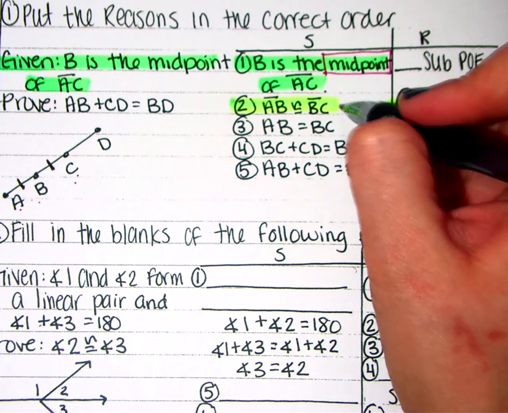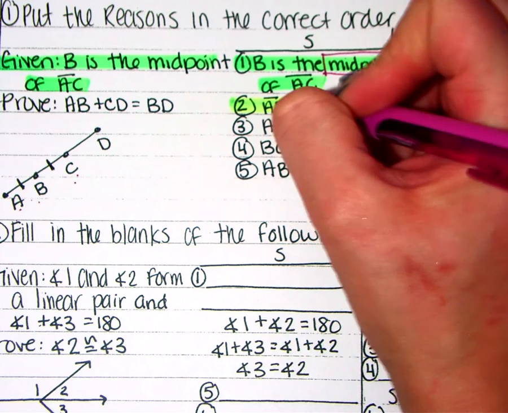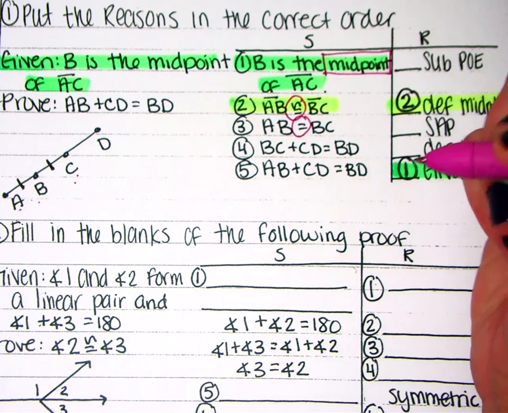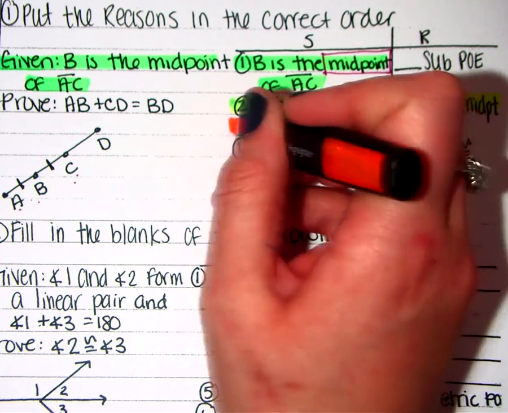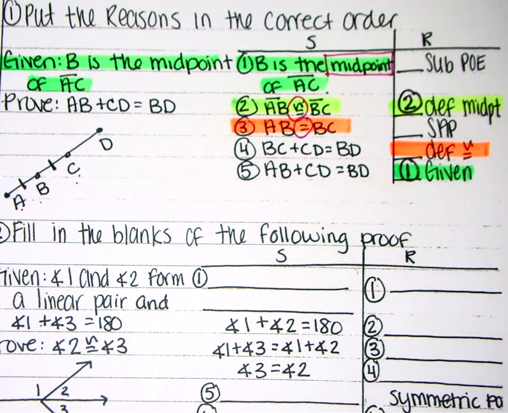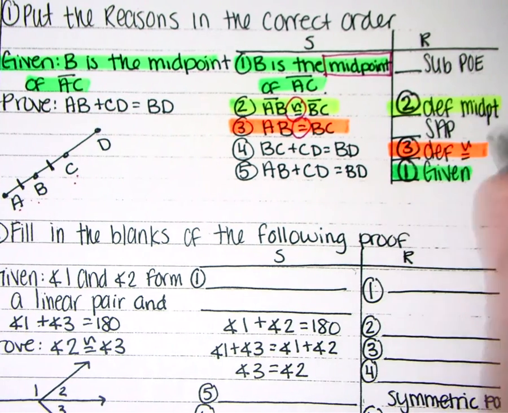The change from step 2 to step 3 is that the congruent sign is now an equal sign. Whenever that happens, that is called the definition of congruency. The definition of congruency changes equal things to congruent or congruent things to equal. So step 3 is the definition of congruency. Anytime you're going from congruent to equal or equal to congruent, that is definition of congruency.